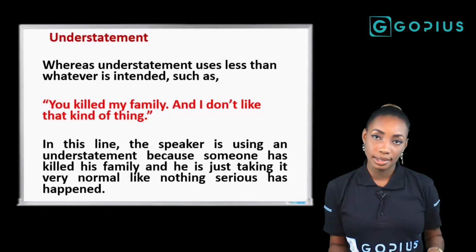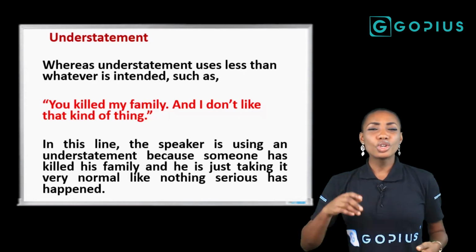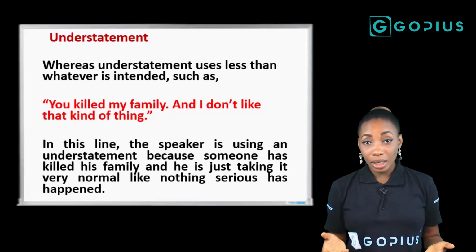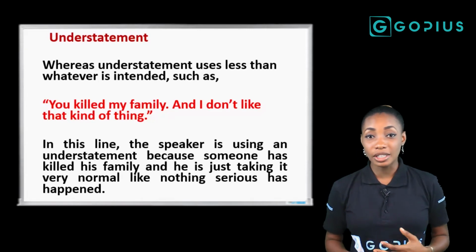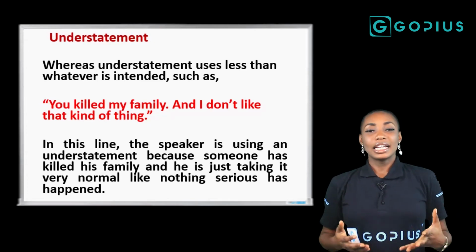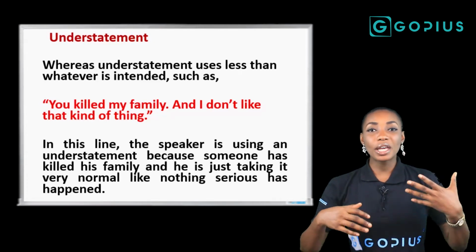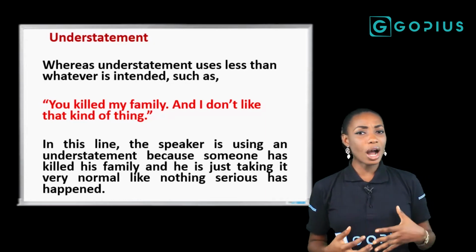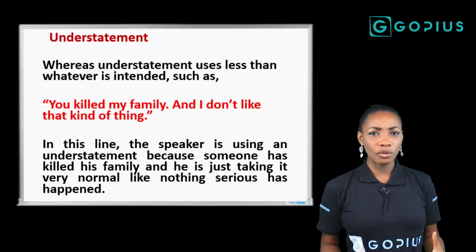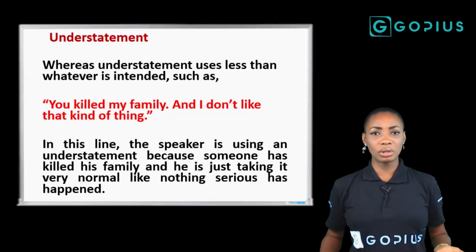That is understatement. So the example we have is, you killed my family, and I don't like that kind of thing. What? Someone just killed your father, your mother, your brother, everybody, and next thing, I don't like that kind of thing. From that example, we can see that the speaker is using understatement, because somebody who just lost his family cannot be talking to the killer of your family members like it's just something normal, like someone who took your pen.